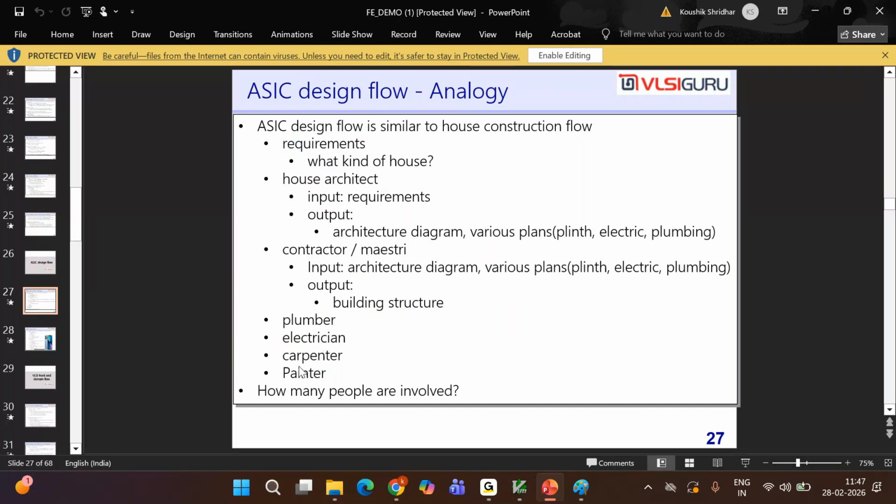Overall, how many people will be there? 50 people will be there. You think that overall, starting from house architects to the painter, 50 people are involved in constructing a 1200 square feet house.